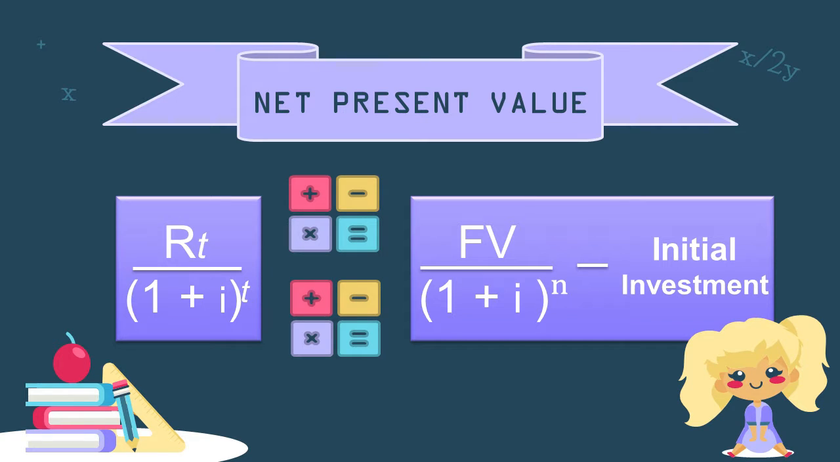To calculate net present value, there are 2 choices of formula, but the easiest is formula number 2. This formula is the same as formula number 2 used to calculate present value, but the difference is we must subtract the initial investment here. So that's all for the present value and net present value formulas. Thank you.